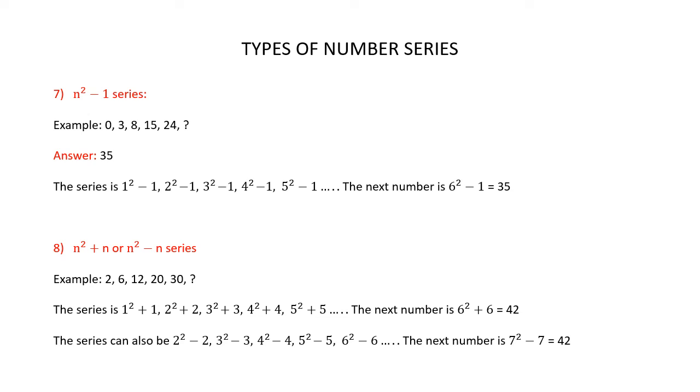So we can find the missing number for this series either by n squared plus n or n squared minus n. You will get the same answer. Hope you have understood this.